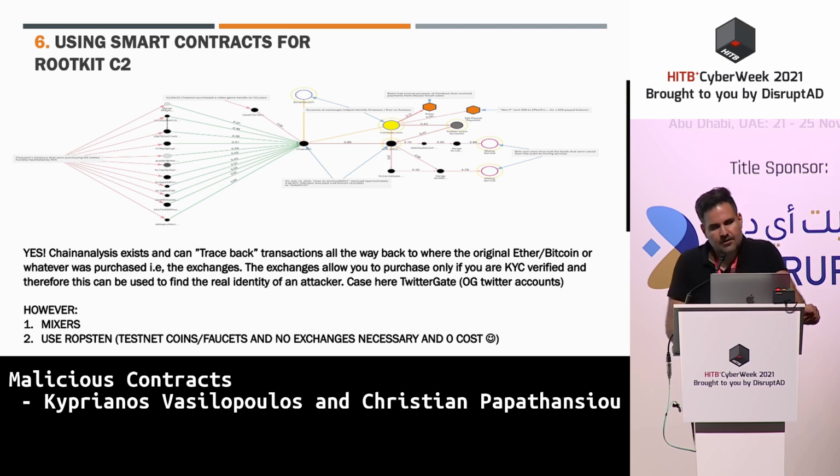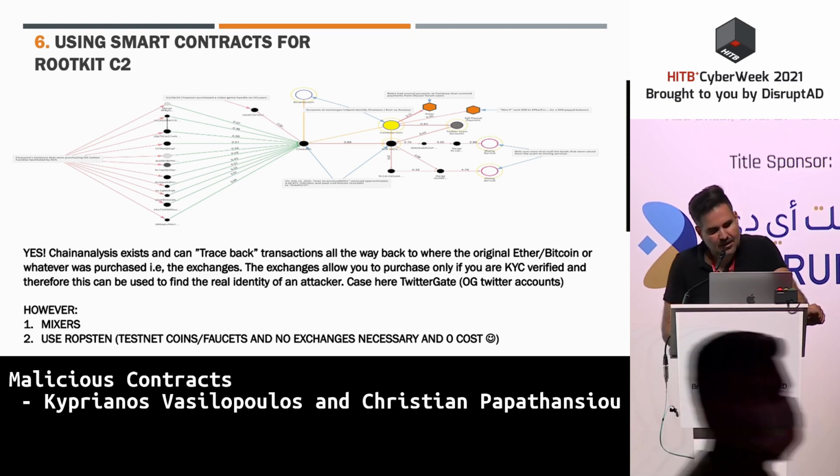However, there's ways you can obfuscate your traces, so long as you don't buy your Bitcoin from an exchange which asks you to provide your KYC documents. One way is using mixers, which confuse the transactions and shuffle them across many others. It's very akin to money laundering.